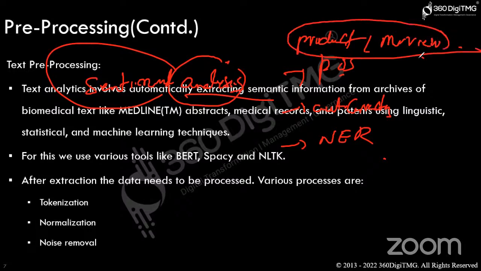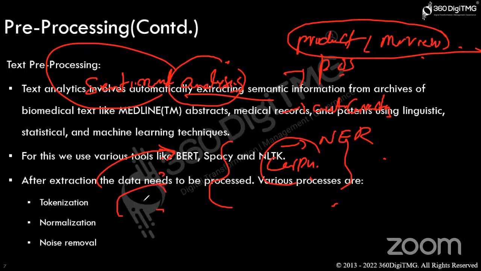Whenever you find all the reviews, you will store them in one data frame. It is called a corpus. Then what you do? You simply apply the autocorrect. If there is any spelling mistake, it will be replaced with the actual word. And then we will be doing the tokenization.